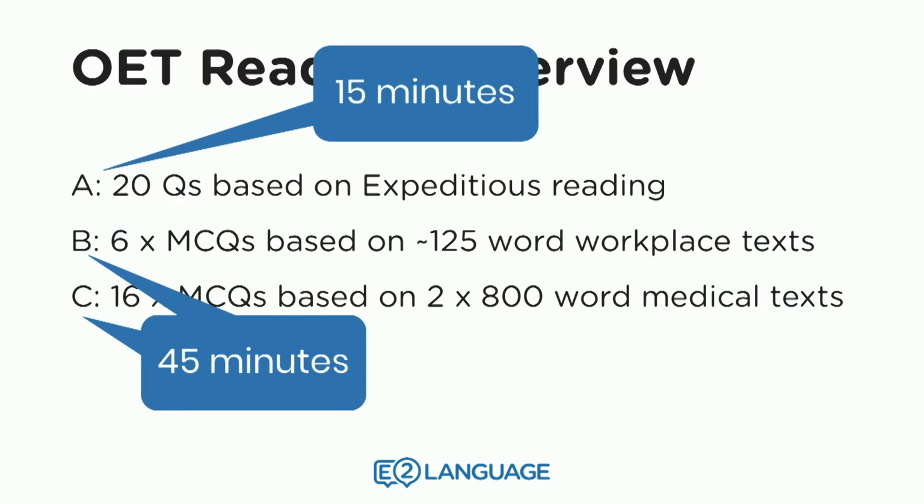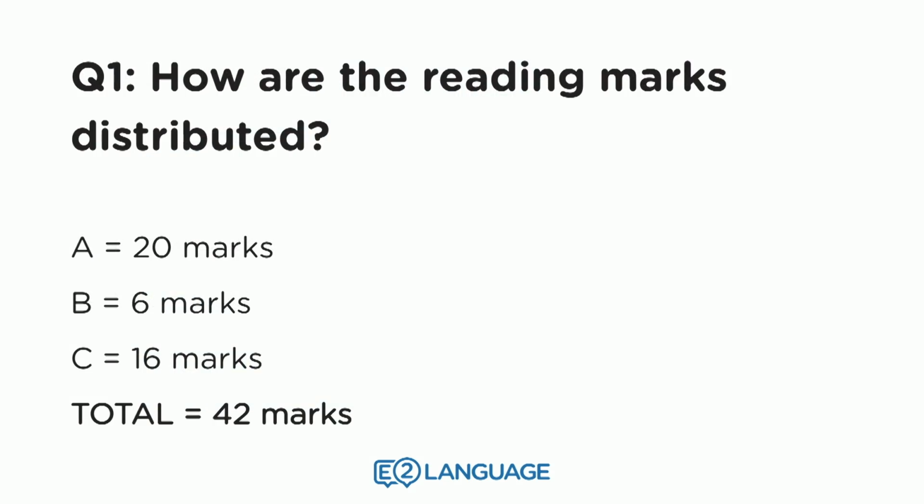For reading part A, you get 15 minutes and then your paper is collected. For reading parts B and C, you get 45 minutes to do them both. All right, question 1. How are the reading marks distributed? For reading A, you get 20, B, 6, C, 16. As I said, it's a total of 42 marks.